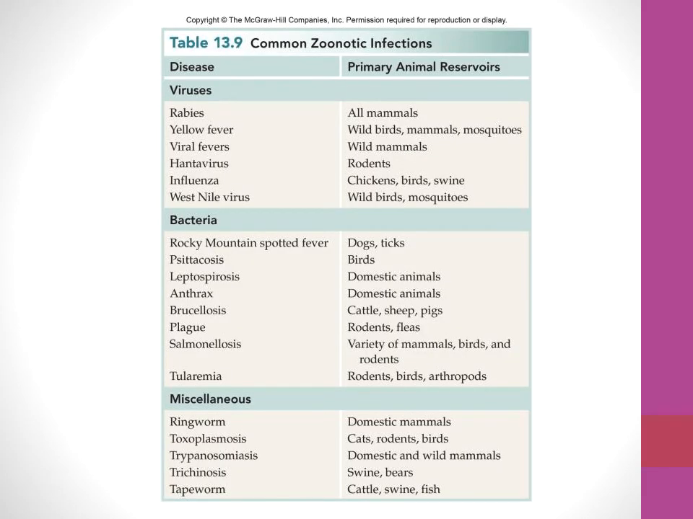So this table just shows some of the common zoonotic illnesses. So again, there's viruses, bacteria, but also there's parasitic worms like ringworm and tapeworms that occur. So a good number of those diseases, infections that you hear about in the news are zoonotic diseases.